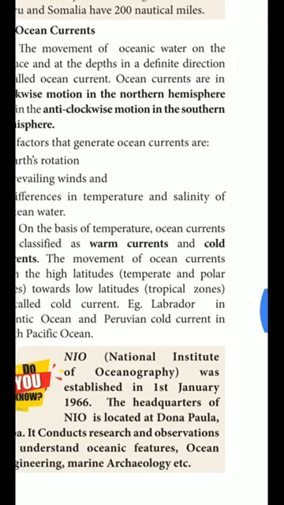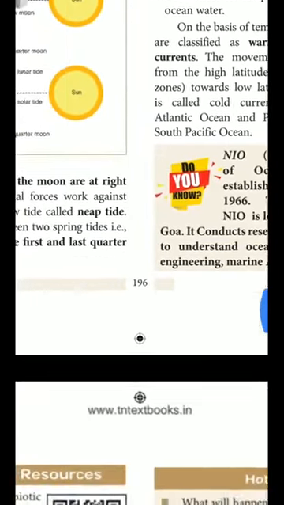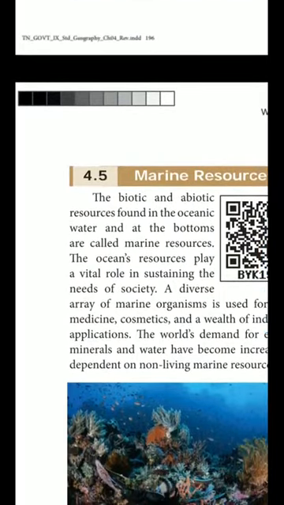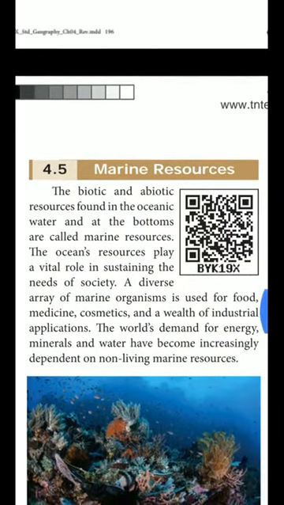Okay, students, next one is marine resources. What do you know about marine resources? This is also one of the important questions. Here, the biotic and abiotic resources found in the oceanic water and at the bottom are called marine resources.